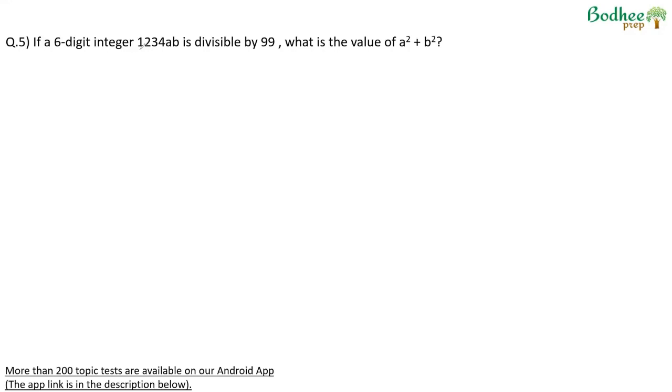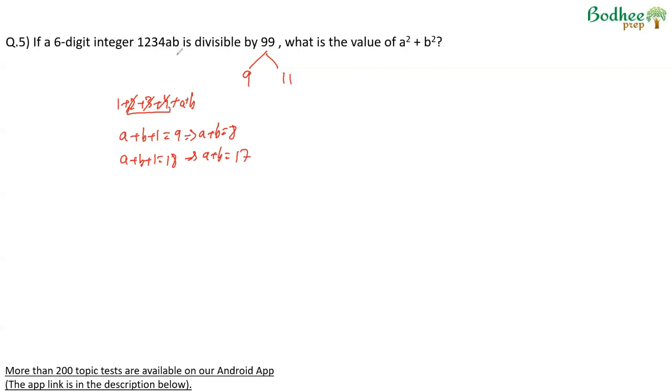If a 6-digit integer 123AB is divisible by 99, divisibility by 99 means divisible by 9 and 11. For divisibility by 9, 1 plus 2 plus 3 plus 4 plus a plus b should be a multiple of 9. 4 plus 3, 7 plus 2, 9. The sum here is 9. So a plus b plus 9 should be 9, or a plus b plus 9 should be 18. Which means from here a plus b should be 0, or a plus b could be 9. Only one case is possible for this one, it is 9 and 8.